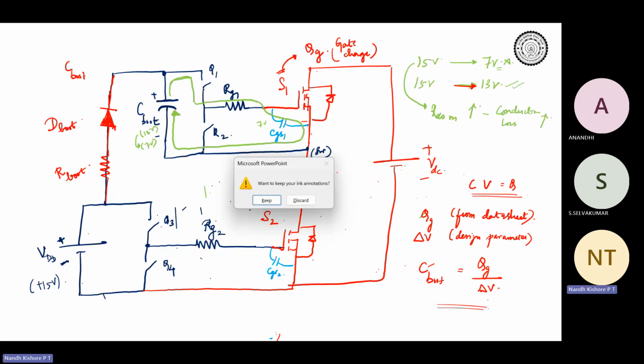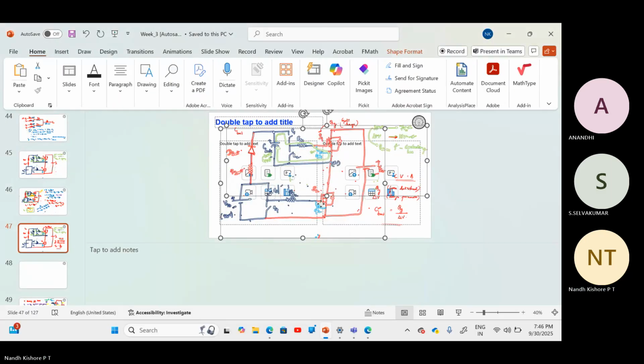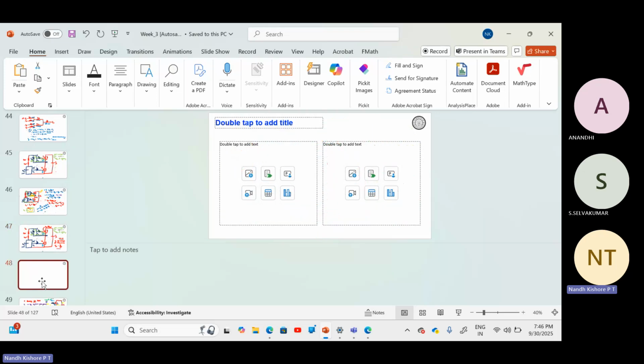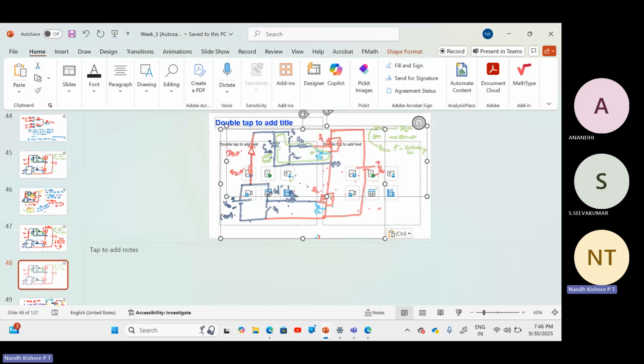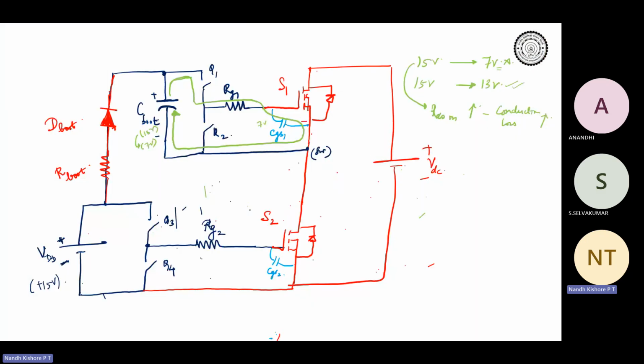Okay, so we have designed what is C boot. Now we just need to design what is our D boot. The idea is how to size D boot. What is the voltage rating of this D boot? We have to know the voltage rating of this D boot, so that I can accordingly buy one. So we will see the path.